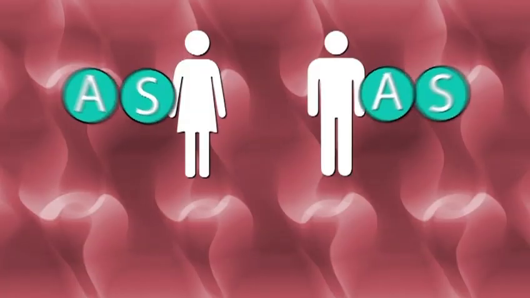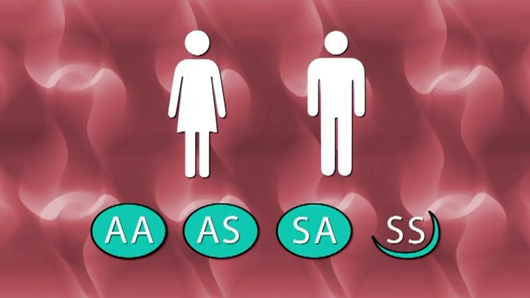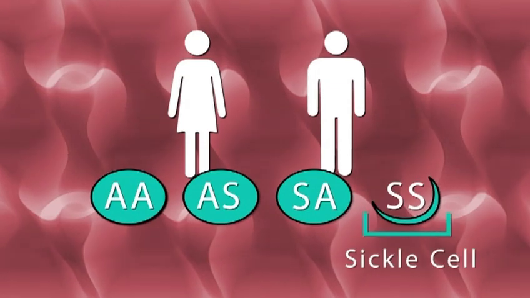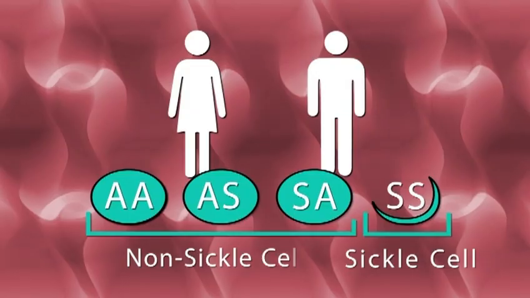And so when the sperm and the egg come together, statistically there's a 25% chance of having the so-called normal AA genotype, about a 50% chance of having the AS trait, just like the parents themselves, and about a 25% chance of having the disease SS. Even though there are 4 possible genetic combinations, only one of them results in a child with sickle cell. The other 3 combinations would result in a child without the disease.